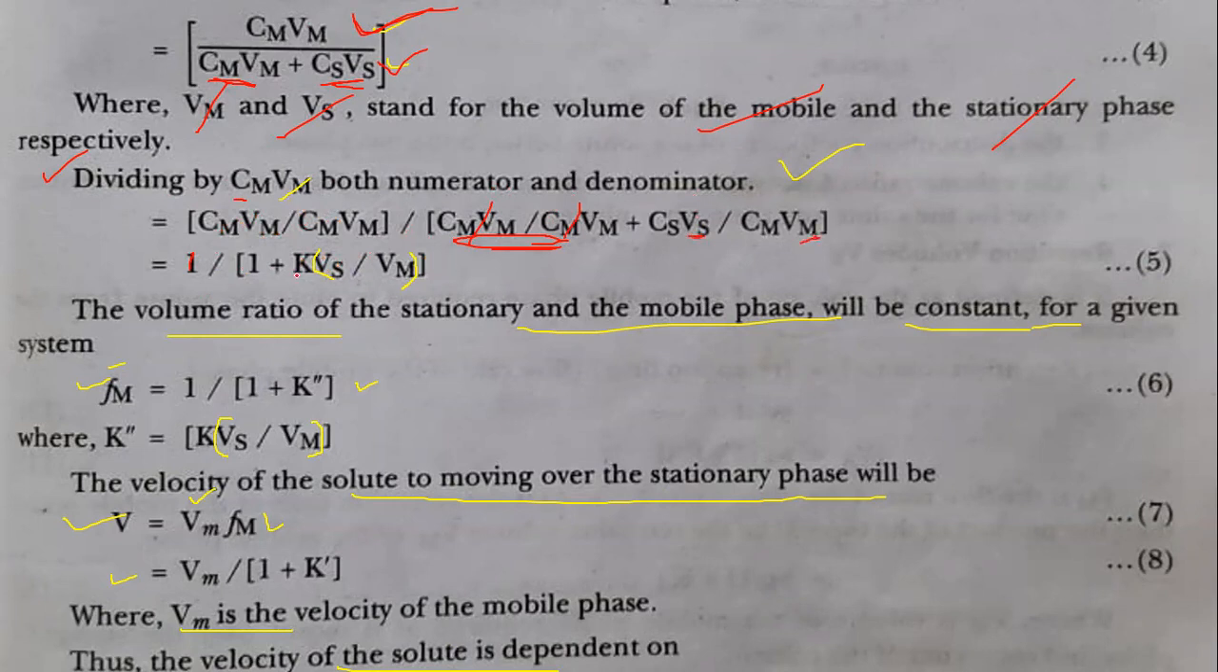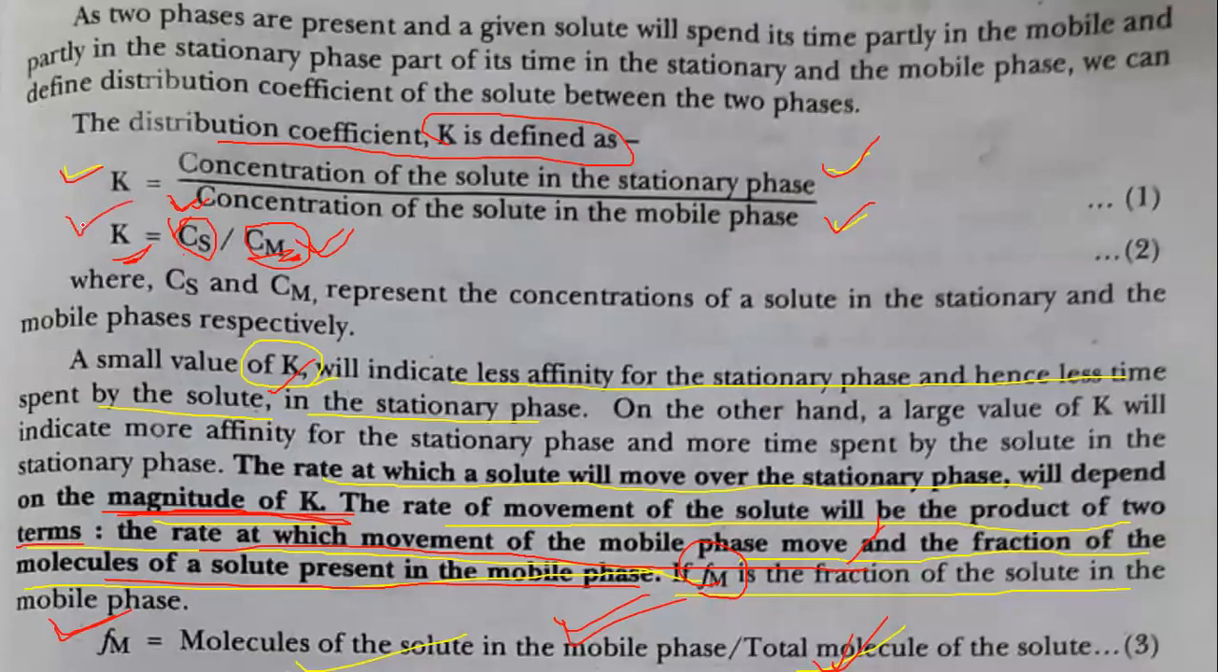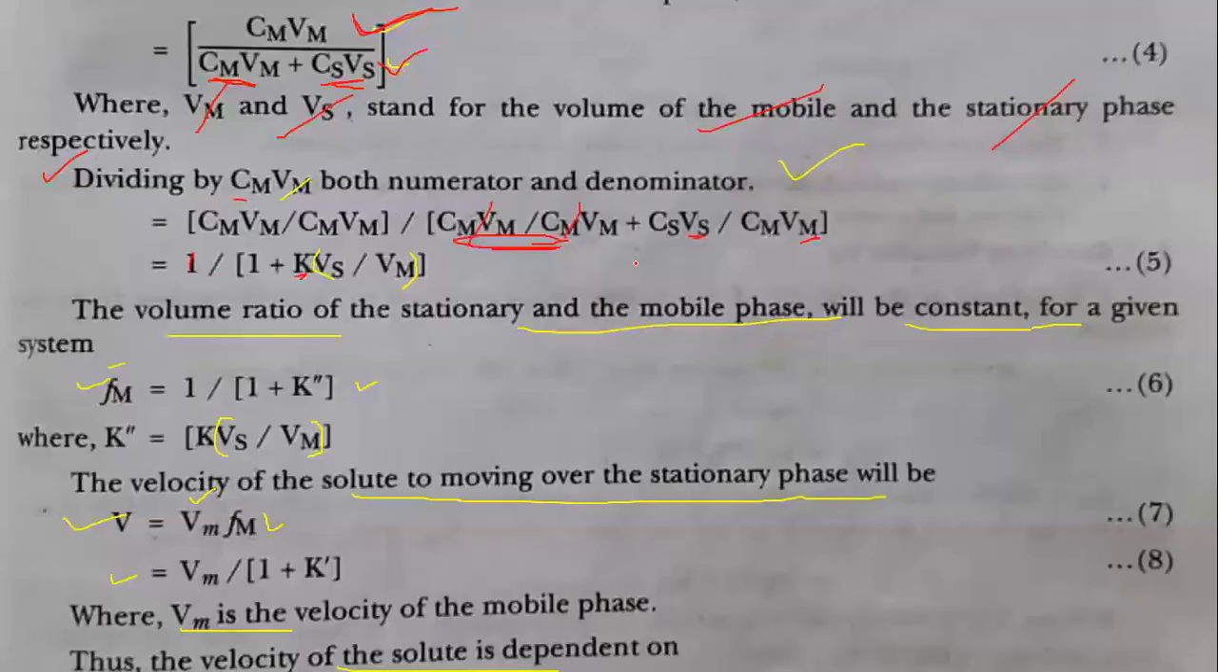Now what is K? K is the ratio of Cs upon Cm. From where does it come? From here it comes. So here Cs upon Cm, that will be K into Vs upon Vm. What is Vs? It's the volume of the stationary phase. Vm is the volume of the mobile phase. So the volume of the stationary and mobile phase will be constant for a given system. So Fm is equal to 1 upon 1 plus K double dash.